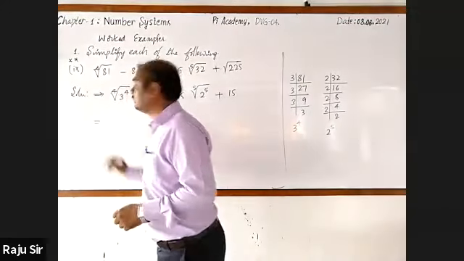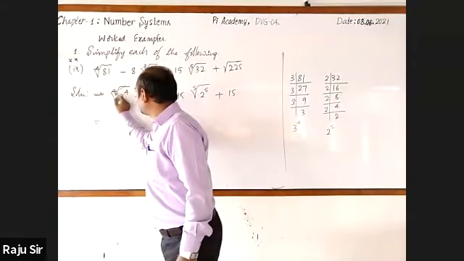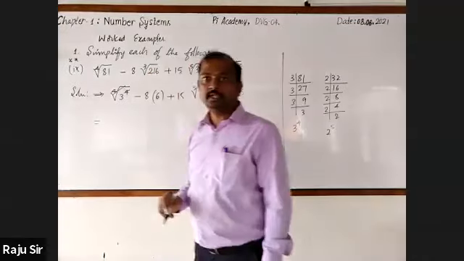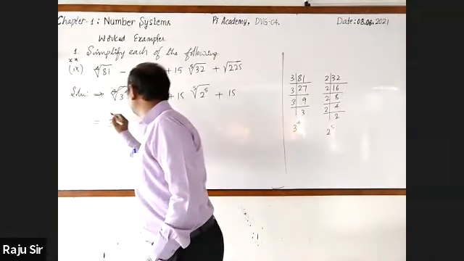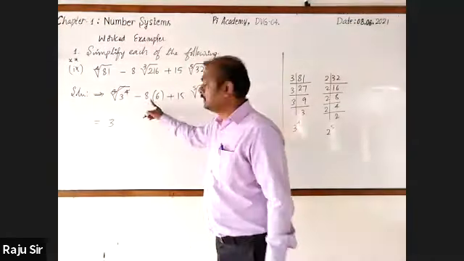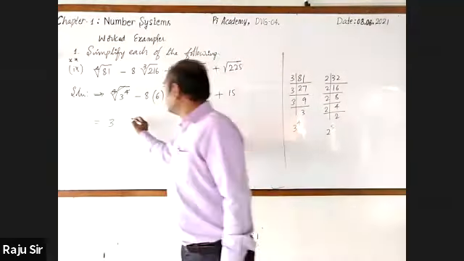Here the 4th root and power 4 get cancelled. This is 3. Next, 8 6s are 48. Minus 48.